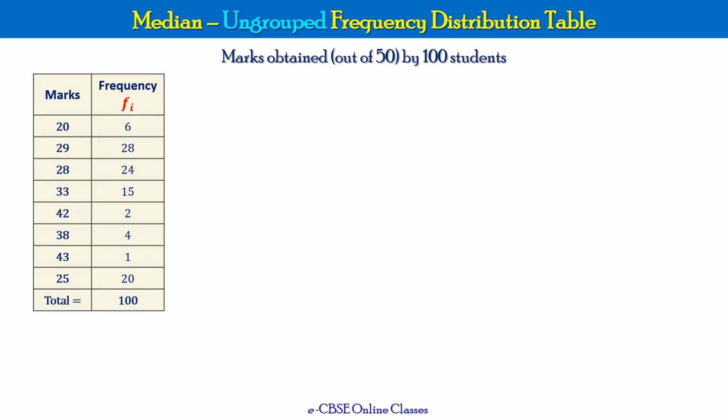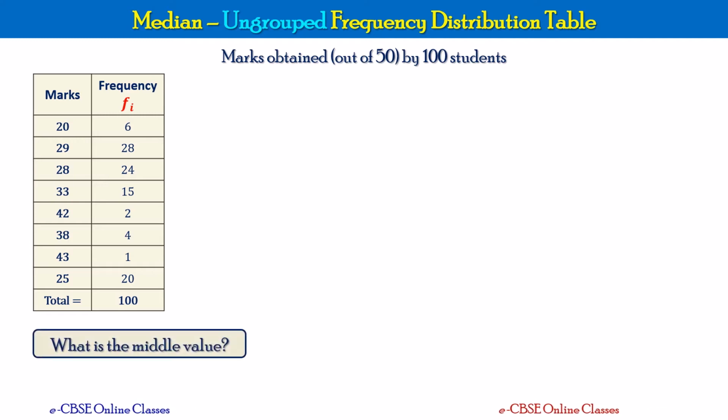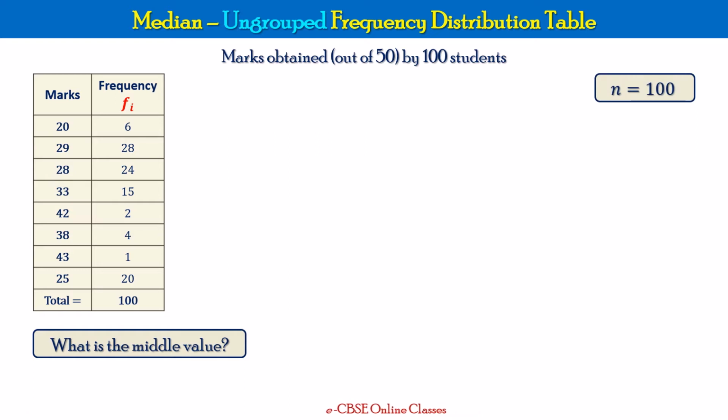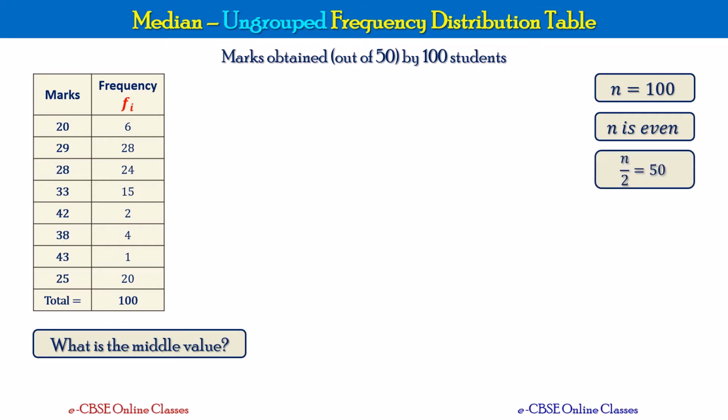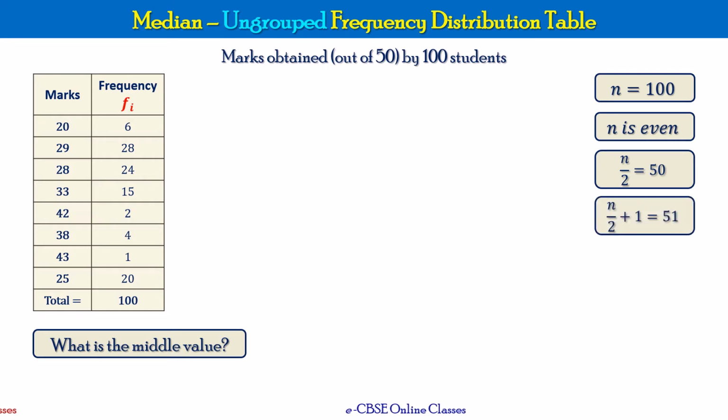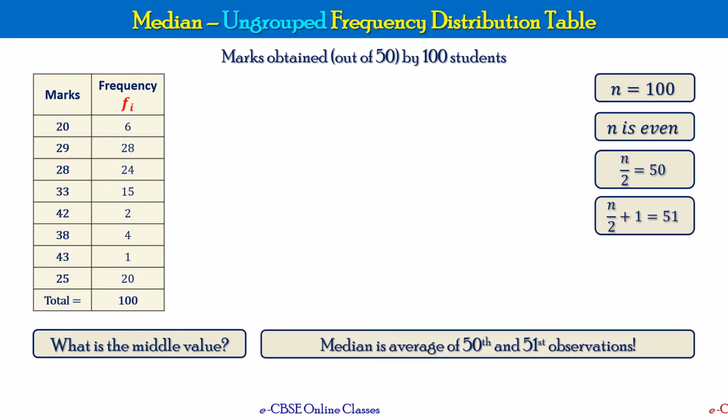So my question is, how to calculate the median? Median is basically the middle value after sorting. What is the middle value? Here n is equal to 100, that is an even number. So when there is an even number, what did we look at? We should take the n by 2th and (n by 2 plus 1)th observations. So here n by 2 is 50, n by 2 plus 1 is 51. So my median is the average of the 50th and 51st observations.